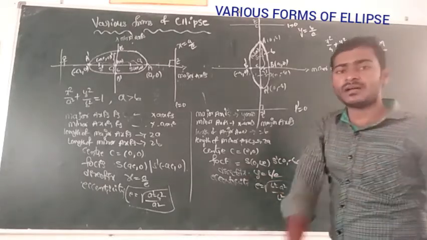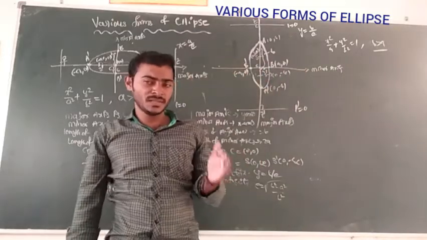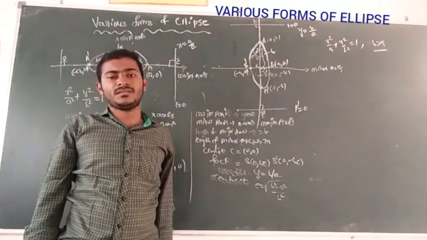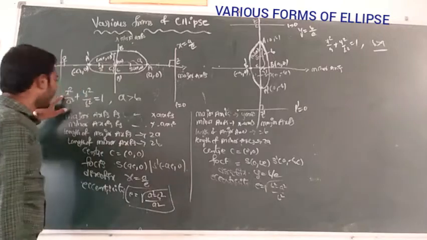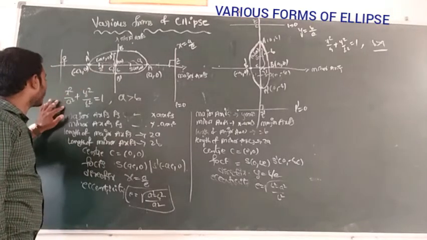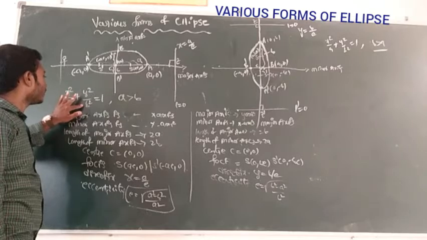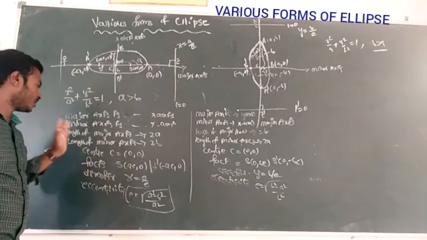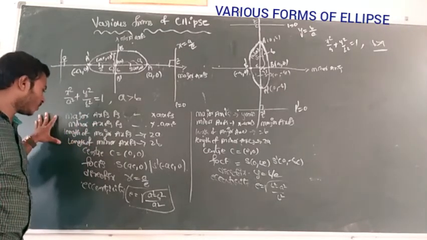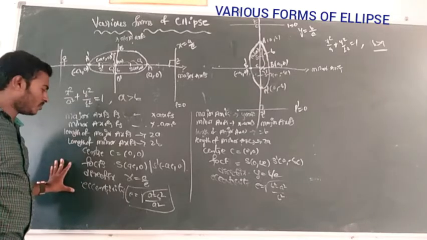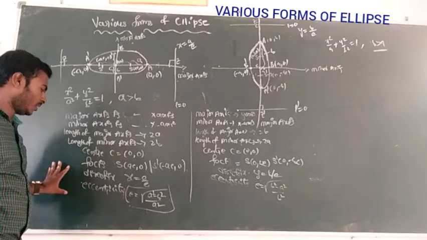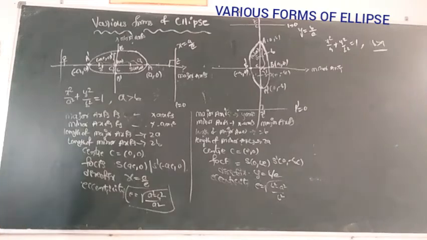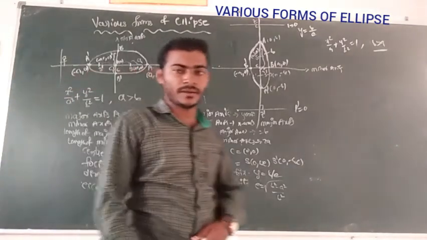Another two forms we have. The origin can be shifted to another center, that is (h, k). So we get (x minus h) whole square by a square plus (y minus k) whole square by b square equal to 1. And here the major axis and minor axis will be the same. The length of latus rectum, all these will be the same. We can see some modifications in these concepts, but they are not mainly important.